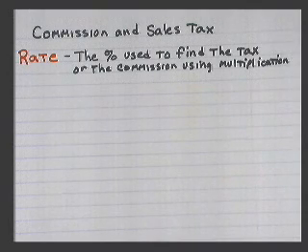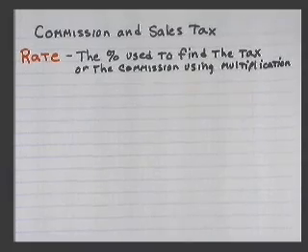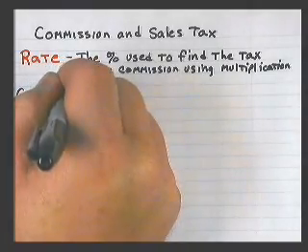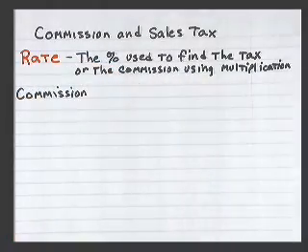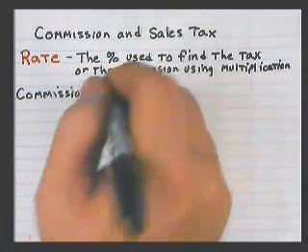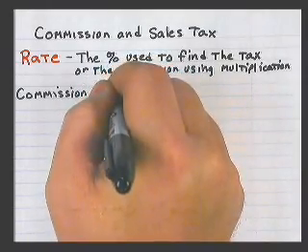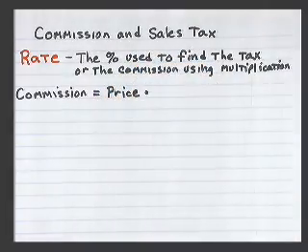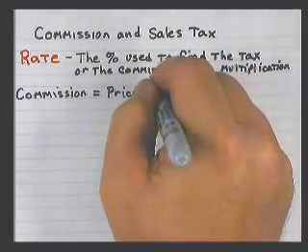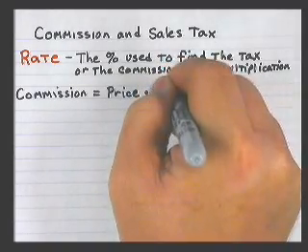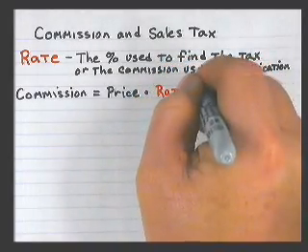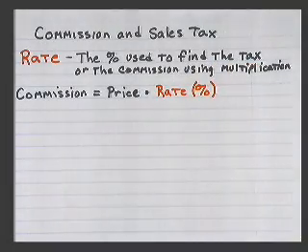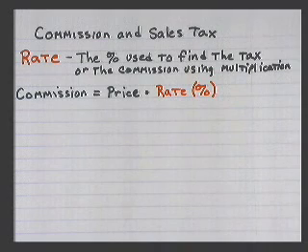Now, if you want to find the commission of something, the commission, the first thing that is going to equal the price times the rate. And that's going to be in percentage form. So you're going to multiply the two together.